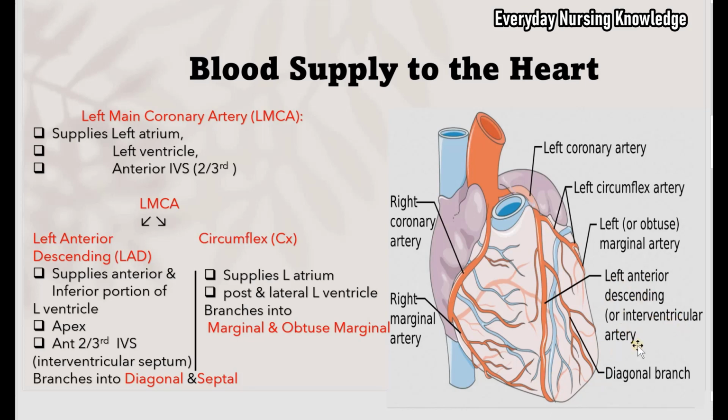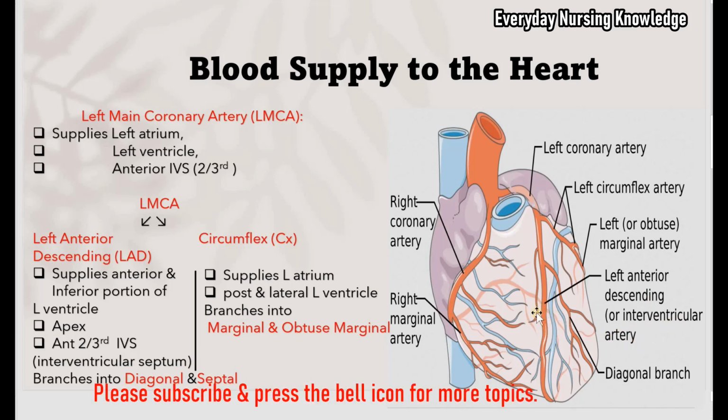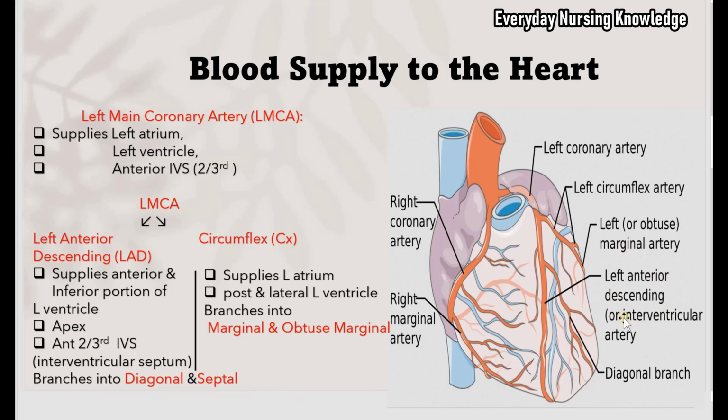LAD is also called a widowmaker, because if a blood clot or plaque obstructs the blood flow through the LAD, the major portion of the left ventricle is deprived and will not get the oxygenated blood. As a result, it increases the risk of death, or mortality, associated with a heart attack. So LAD is also called a widowmaker. And as LAD goes down, it gives multiple branches. You can see the LCA giving a branch to LAD, and this is the circumflex, and LAD gives multiple branches, that is, diagonal and septal.